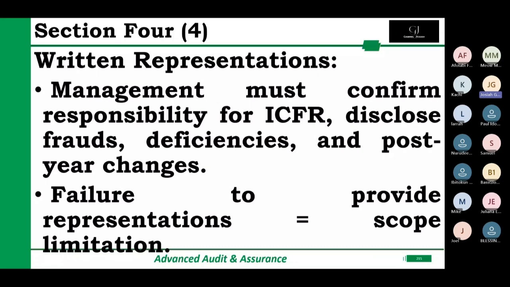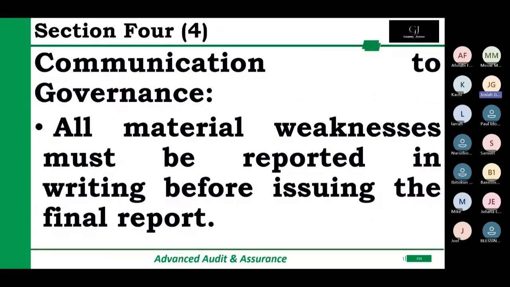So the ICFR is internal control over financial reporting. Principally, the CEO and the CFO are responsible for these controls. You need to disclose fraud, deficiencies, and post-year changes. And internal auditors, the internal control departments in the organization, are instrumental in facilitating this. Also, failure to provide representations could culminate in scope limitation by the auditor. So the ICFR providers need to communicate to those charged with governance. All material weaknesses must be reported in writing before issuing the final report.